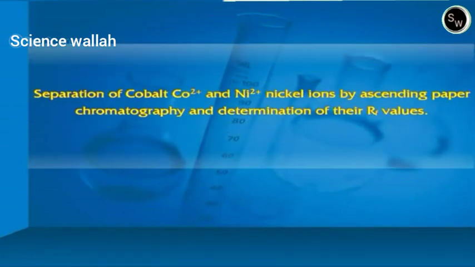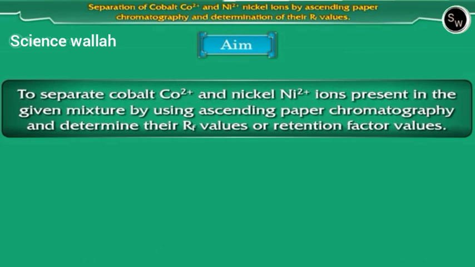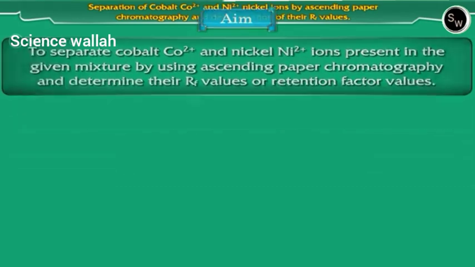Cobalt and nickel ions by ascending paper chromatography and determination of their RF or retention factor values. Aim: to separate cobalt and nickel ions present in the given mixture by using ascending paper chromatography and determine their RF values or retention factor values.